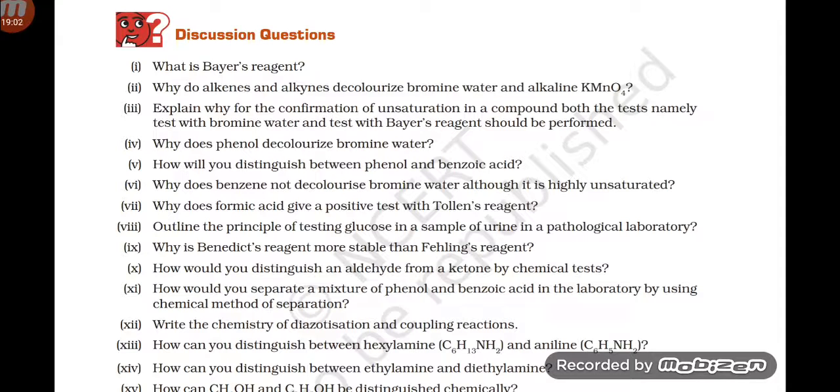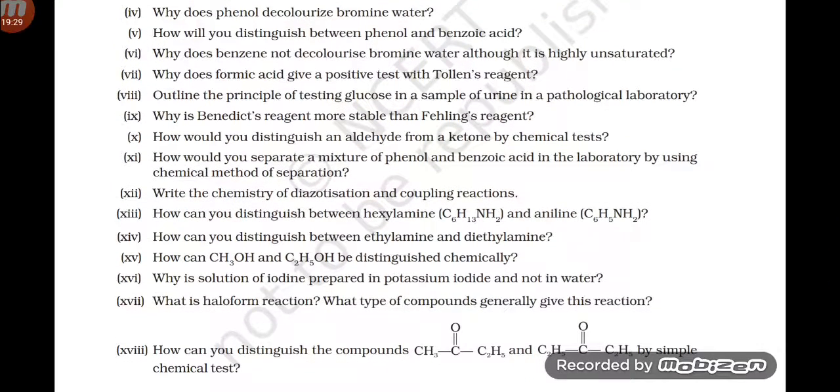Outline the principles of testing glucose in a sample of urine in a pathological laboratory. Okay. Why is Benedict's reagent more stable than Fehling's reagent? The answer is given. How would you distinguish an aldehyde from a ketone by chemical test? Easy. How will you separate a mixture of phenol and benzoic acid in the laboratory by using a chemical method of separation? This can also be done. Write the chemistry of diazotization and coupling reactions. So how can you distinguish between hexylamine and aniline?